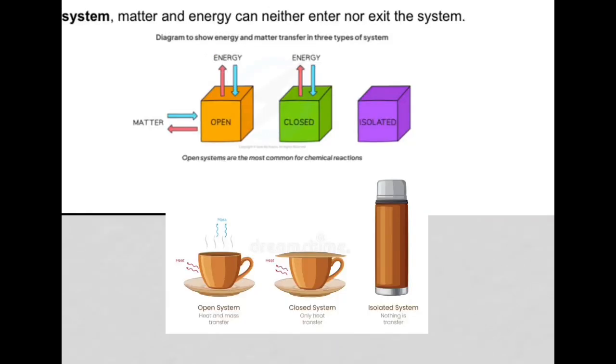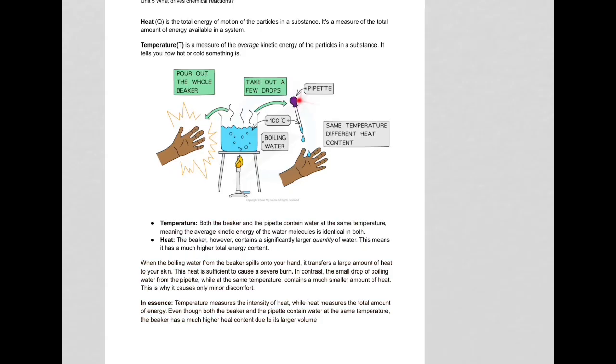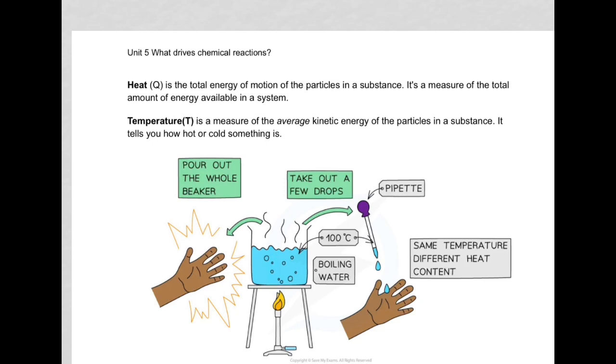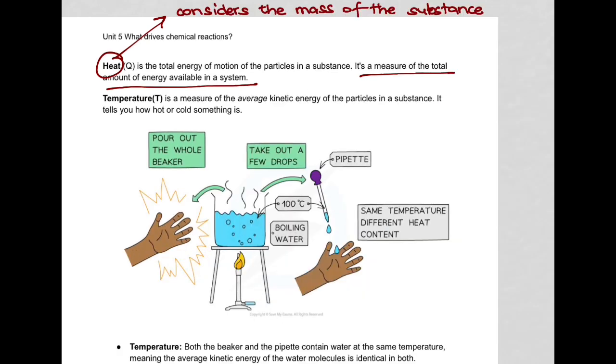Now, since we're talking about heat transfer, let's see the difference between heat and temperature. By definition, heat is the total kinetic energy of particles in a substance. So it is, like mentioned here, the total energy available in the system. Heat takes into consideration the amount of substance that you have, the volume or the mass of the substance. And heat has symbol Q. Q has units joules or kilojoules, because this is a measure of energy content.